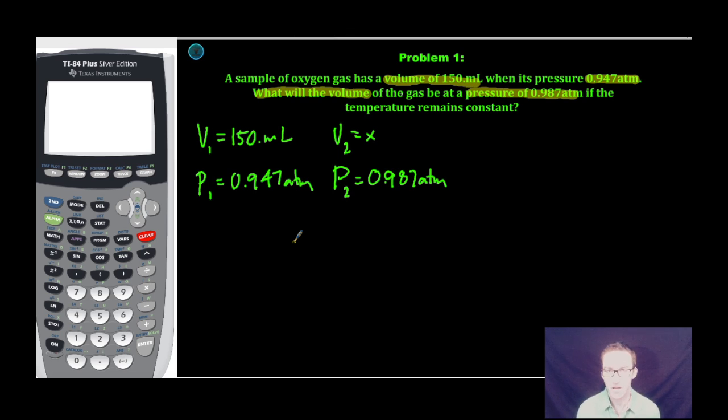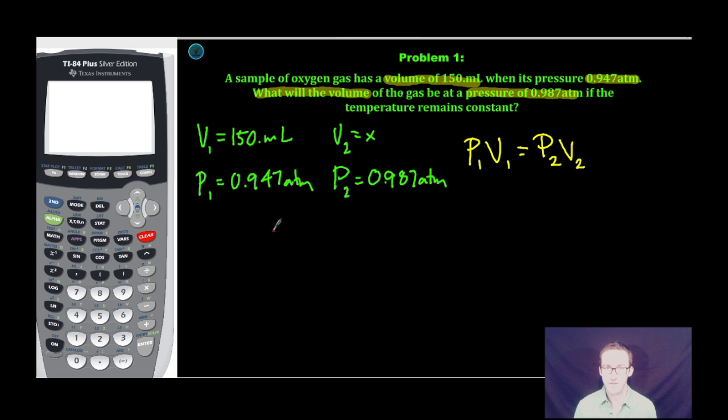The sample of oxygen gas is not changing. The amount of oxygen gas is not changing, and the temperature is staying the same. This is a classic Boyle's law calculation. So Boyle's law for changing conditions like this is initial pressure times initial volume is equal to your final pressure times the final volume. Now it's simply a matter of plugging the variables into the formula using algebra and solving.